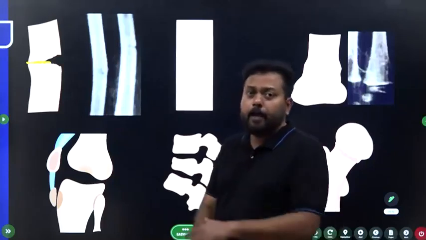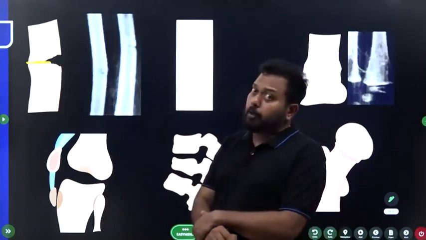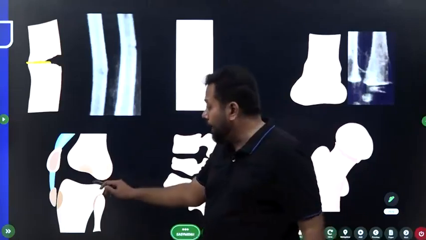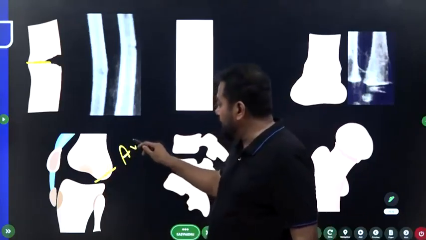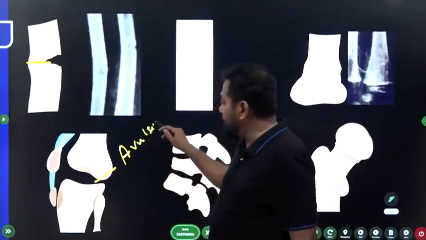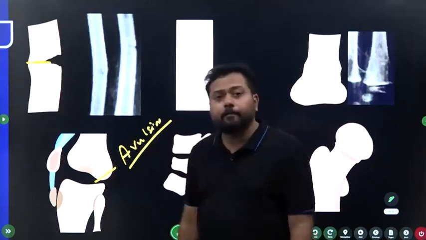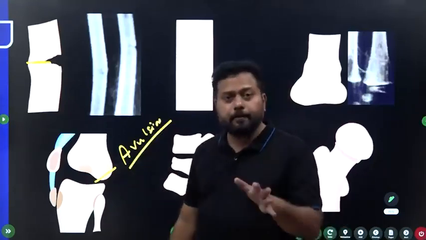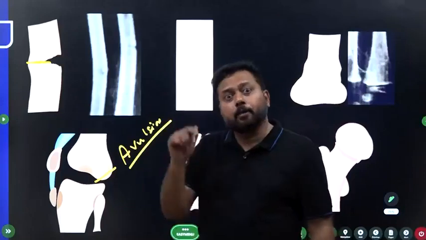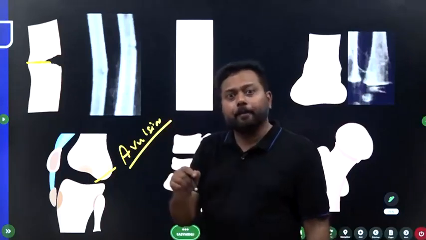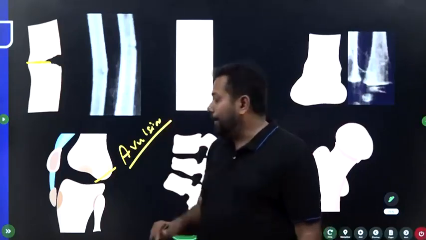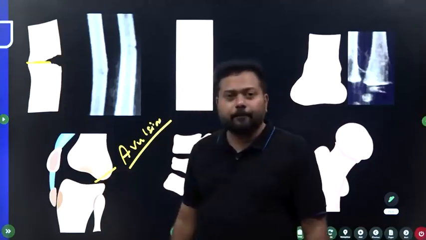Even when they ask a question, what is the most common site of avulsion fracture? This is called an avulsion fracture. When they ask in a question, what is the most common site of avulsion fracture? Tibial tuberosity is the answer. The second common site is the tendo Achilles getting inserted into the calcaneum. So this is an avulsion fracture.